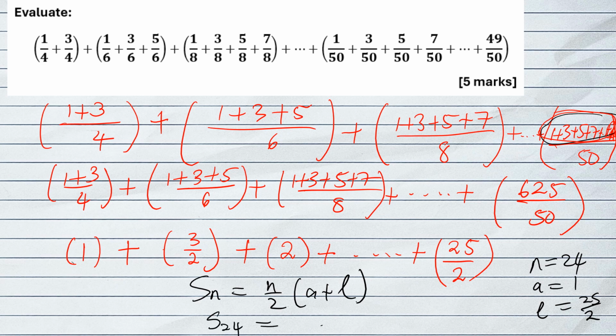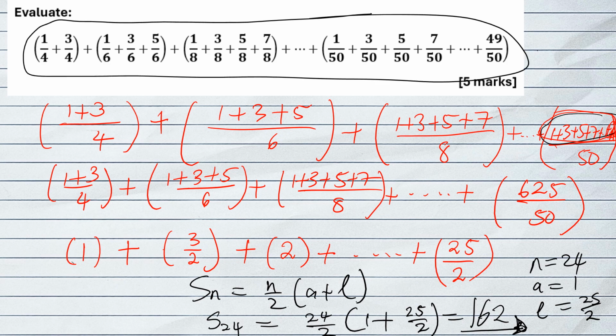Okay, so it's 24 over 2. Our a is 1. Our last term is 25 divided by 2. All right, so it's 24 over 2 times (1 plus 25 over 2). Then we get the final answer, which is 162. Okay, so if we evaluate this, the final answer will be 162.